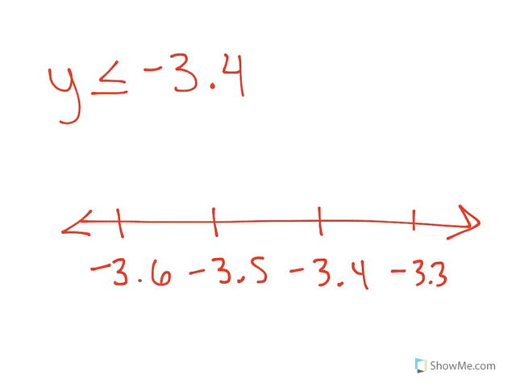Our next example is y is less than or equal to -3/4. So let's first have in mind that it can be equal, and since it's less than, we know that we must color the left side.